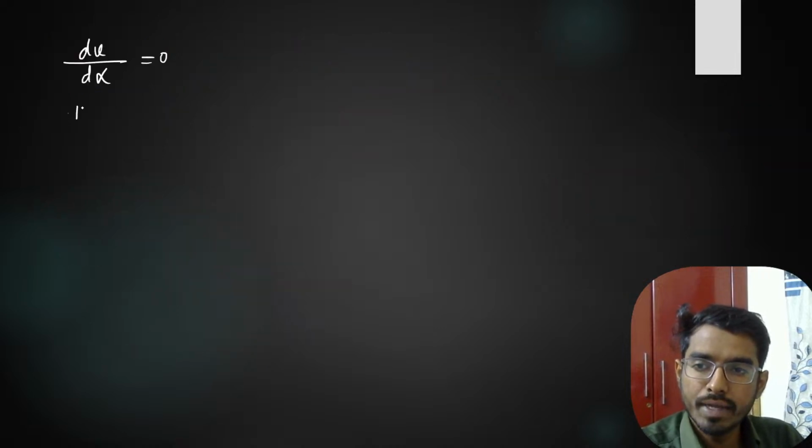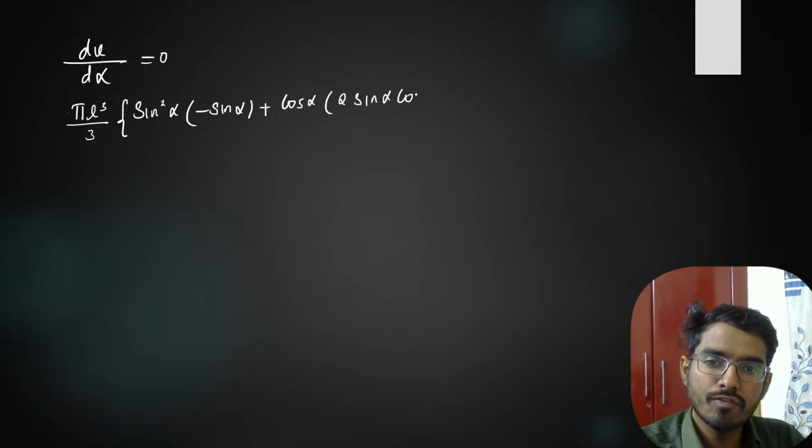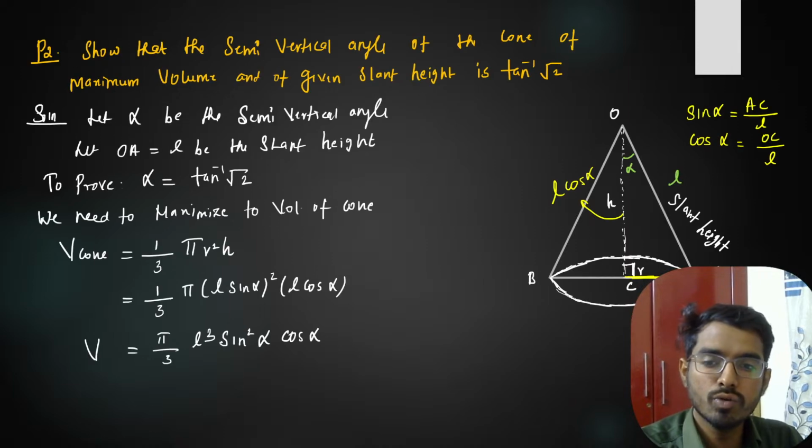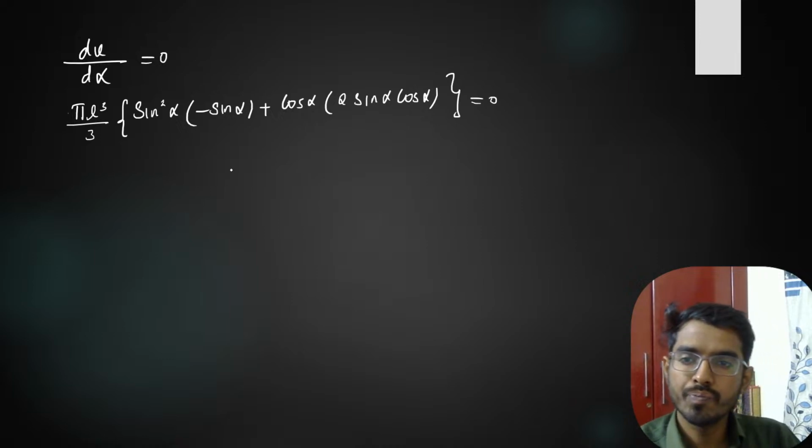So what is dV by d alpha? We are finding the first derivative equal to 0. Pi L cube by 3 is constant. So we will keep sine square alpha as it is. Derivative of cos alpha is minus sine alpha, plus we will keep cos alpha as it is. Derivative of sine square alpha is 2 sine alpha cos alpha, equal to 0.